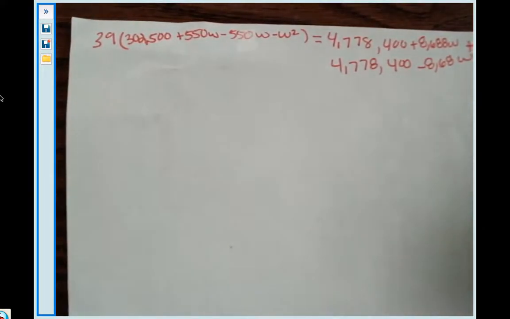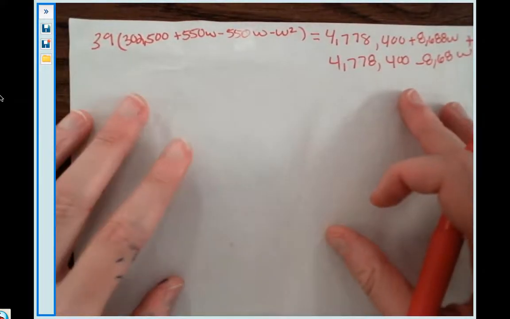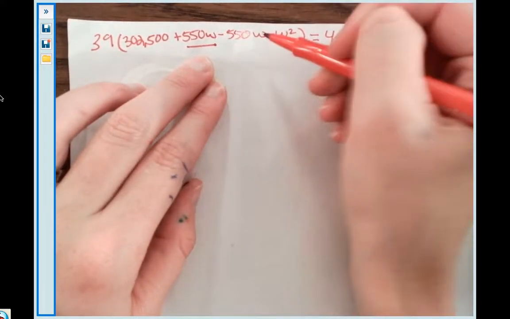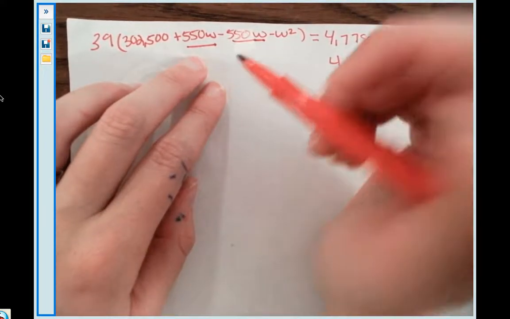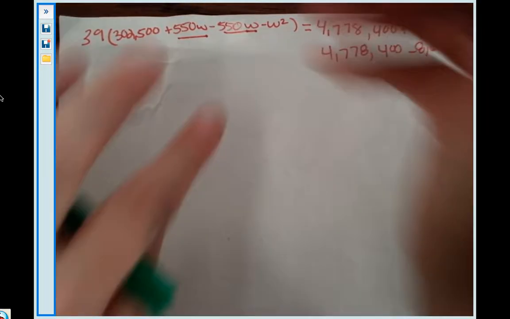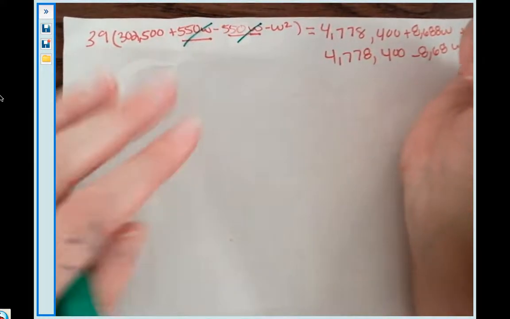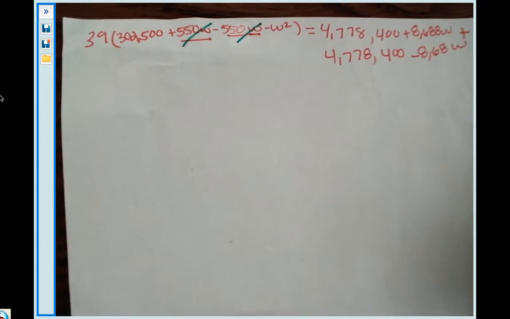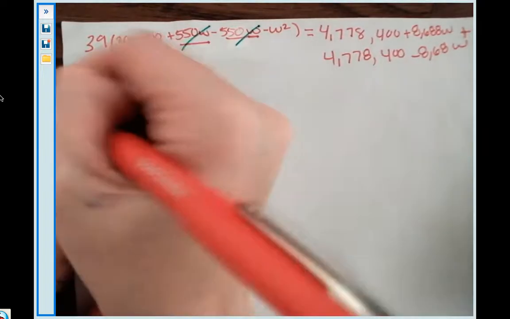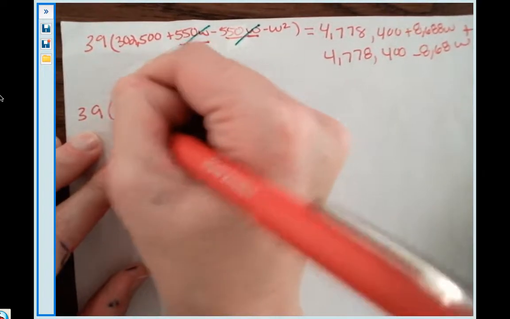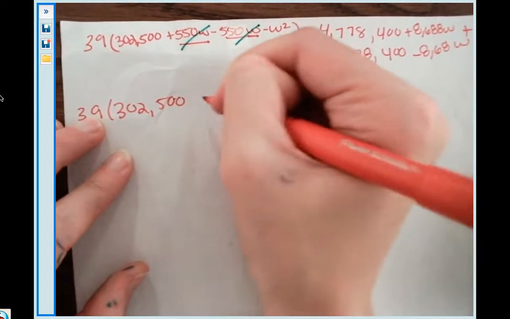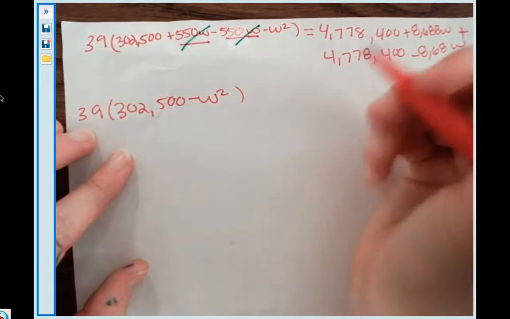But before we do that, let's combine our like terms. Okay, which I see I have a 550W and a negative 550W. So guess what, you guys? They will cancel out. Bam, bam. Okay, so in this one, I'm left with 39 times 302,500 minus W squared.